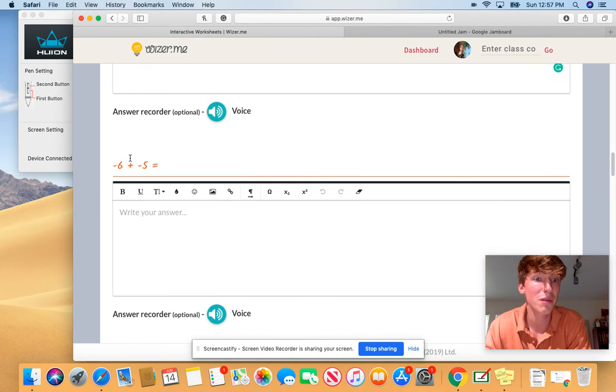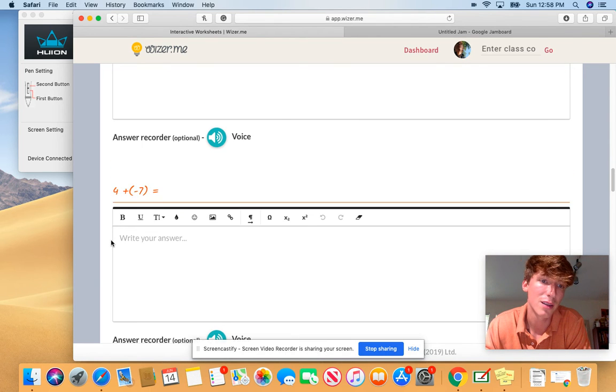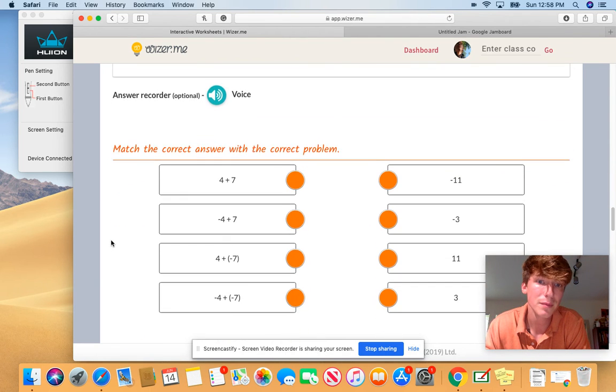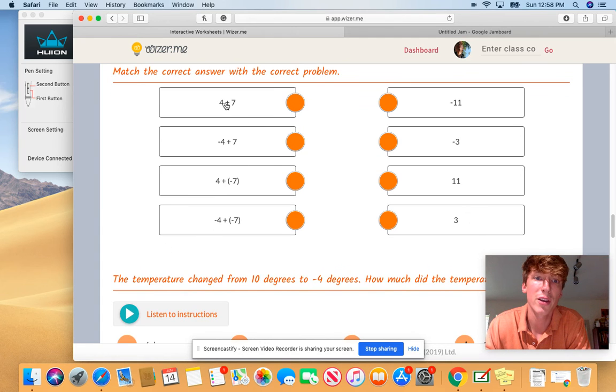A negative plus a negative, the signs are the same, so you add them like normal. 6 plus 5, you get 11. The signs are the same, so you keep the sign. So it's going to be positive or negative 11. I'll let you figure that out. Type it right here. Good to go. Down here, you're going to solve these, then match like we did earlier.